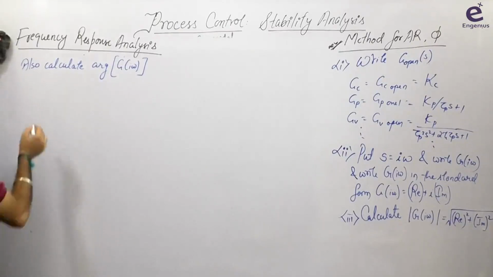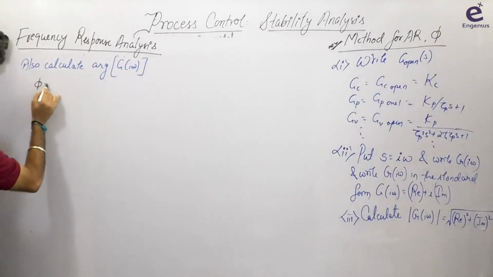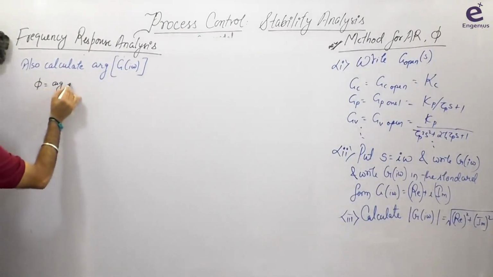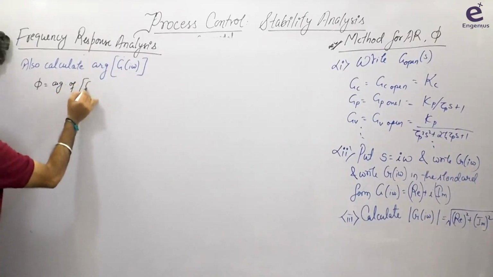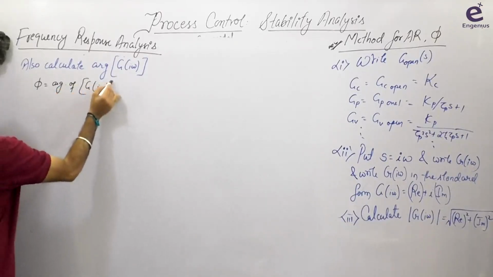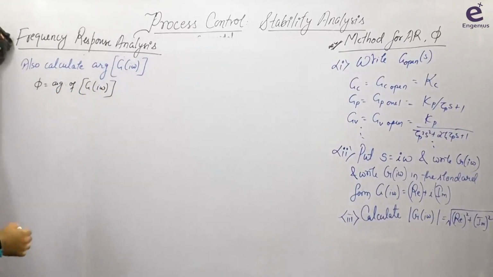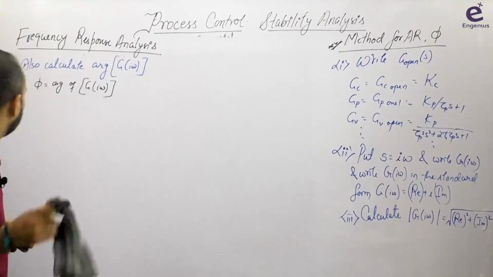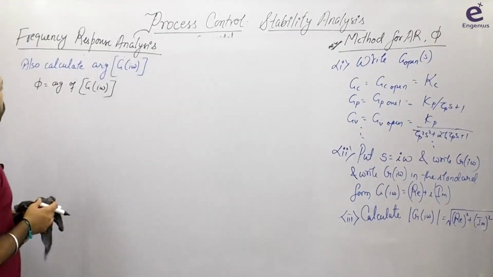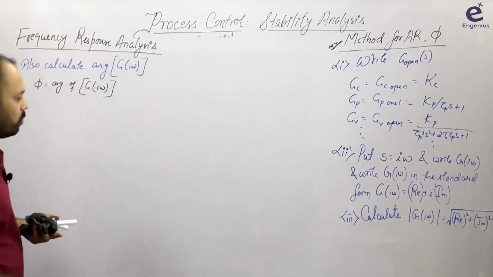हाँ? So phi is augment of g iota omega, that is phi. But phi is phase shift also, na? So I can't use phase shift. Sorry. Let us not use the phi. No, it is fine. It's fine. Okay.